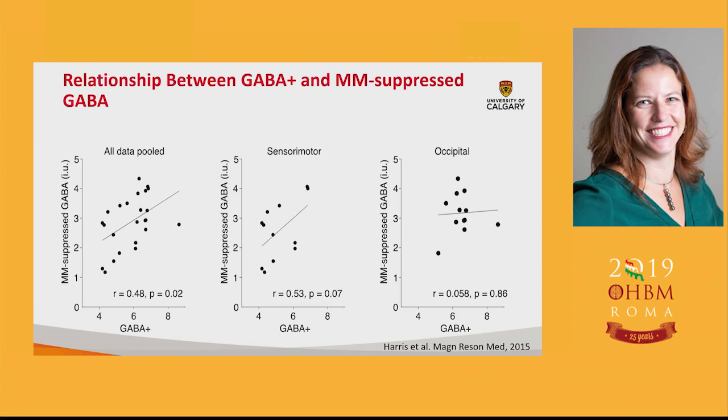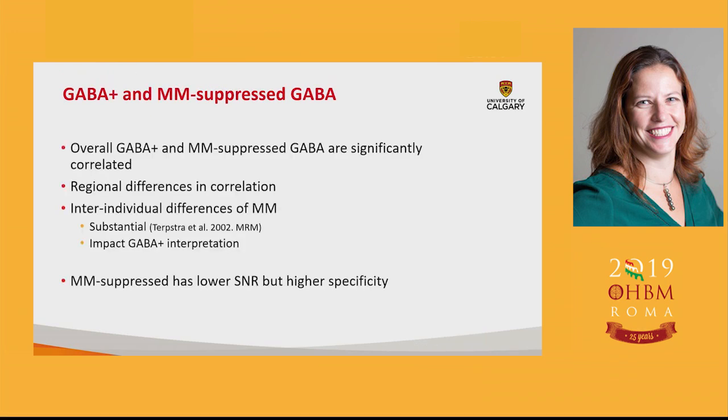So to say that there's an equal effect of that 50% peak may or may not influence your results. Overall, your GABA plus and your suppressed GABA are significantly correlated, and that is useful because then you can decide whether you need that additional specificity. But we do see there are regional differences in this correlation. And what that means is that there are inter-individual differences of that signal, and this can impact your GABA plus interpretation. So depending on your individuals and depending on your condition, that may have an effect.